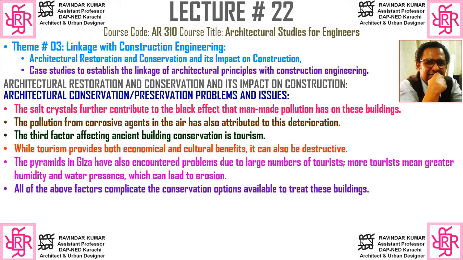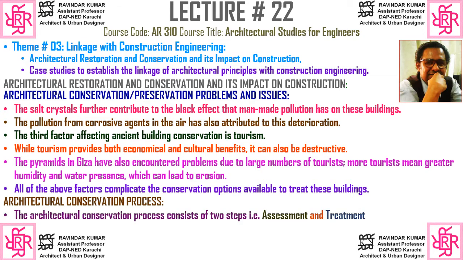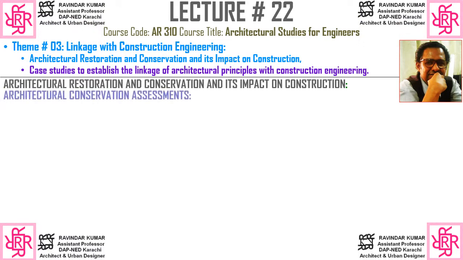So all of the above factors complicate the conservation options available for the treatment of these historical monuments and cultural buildings. Now let's look at the architectural conservation process. The architectural conservation process consists of two steps. One is assessment and the other is treatment. Let's talk about the architectural conservation assessments.